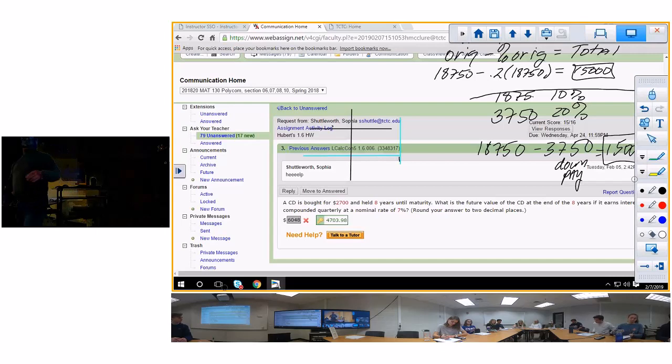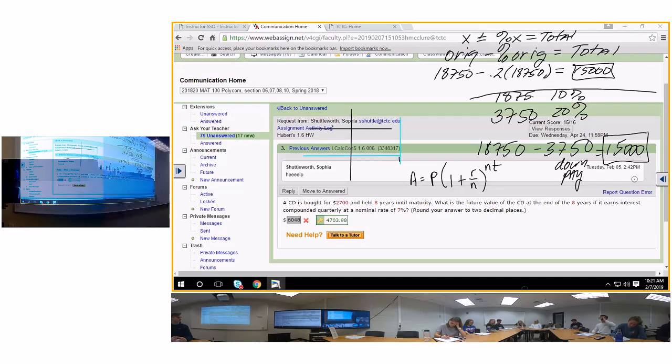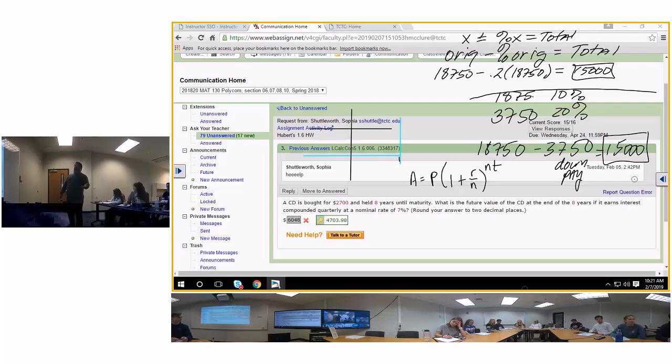A is equal to principal. A is equal to P times 1 plus R over N raised to the NT power. Okay, P is how much you put in. 2,700 would be your principal. 8 years is always T. T is always in what? Years. So what if I tell you 6 months? What would T be? 0.5. T is always in years. Write that down.